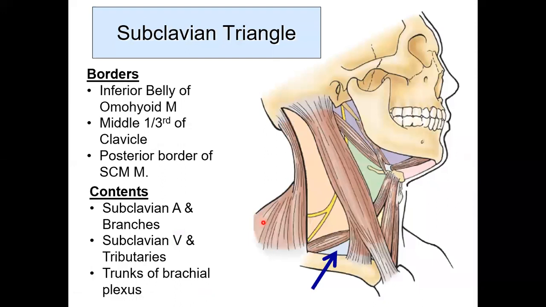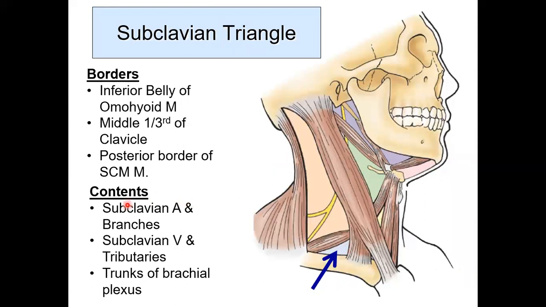Okay, so getting more into the triangles, let's talk about our subclavian triangle. Subclavian, recall, clavian meaning clavicle. So here's your subclavian triangle. Its borders are the inferior belly of your omohyoid, the middle third of the clavicle, and the posterior border of your sternocleidomastoid. So this little guy right here is your subclavian triangle.